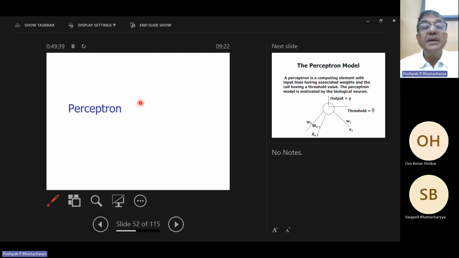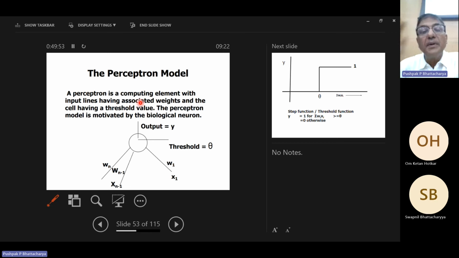So what we'll do now is we'll take the building block of neural AI, connectionist AI, the perceptron model. A very simple computing device. This is the schematic of the perceptron. The perceptron gives out an output Y for a threshold theta, and the inputs are x1, x2 up to xn. The weight values are w1, w2 up to wn. This is the weight vector, the strengths of the connection, and this is the input vector.